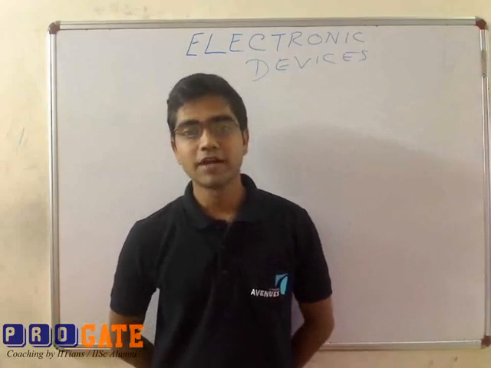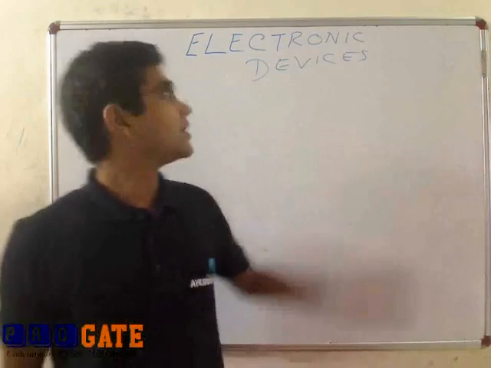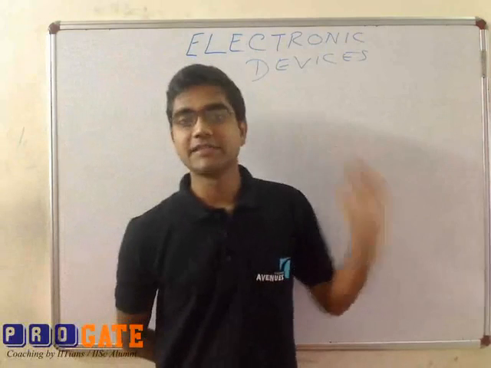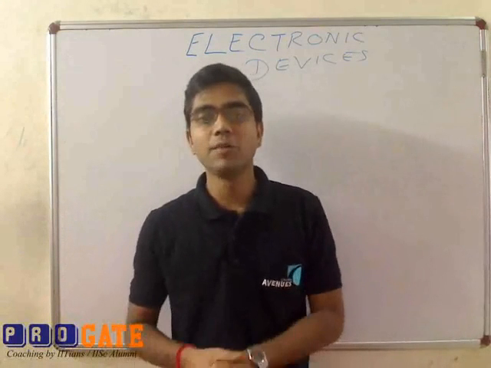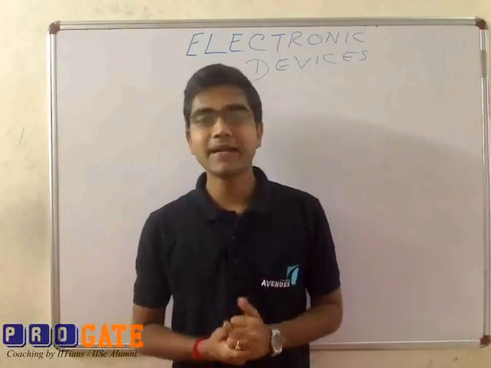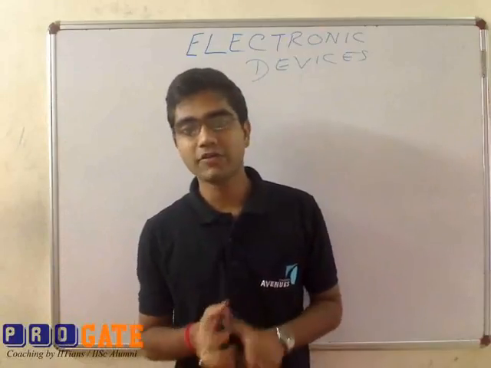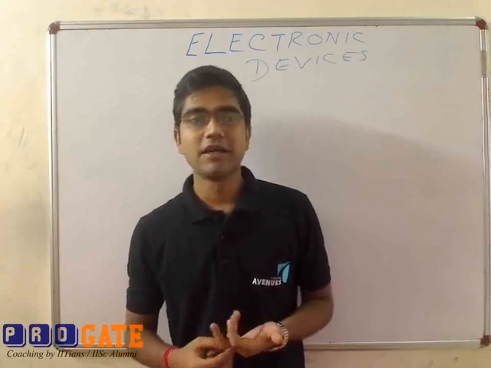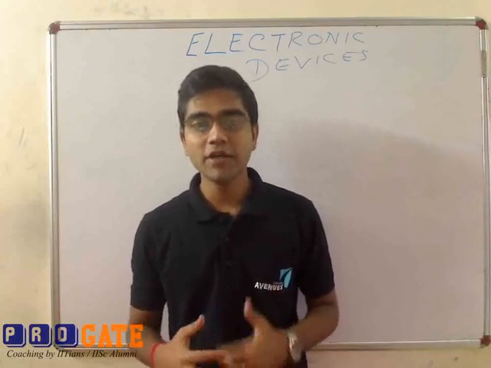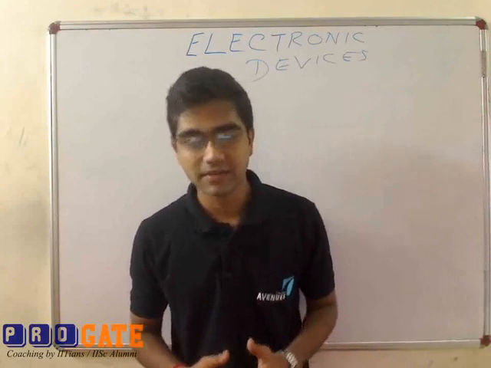Today we are going to start a subject known as electronic devices. Now, this subject essentially involves how a semiconductor device, like say a diode, transistor, photodiode, photodetector, Zener diode, avalanche diode, these things, how they actually work internally.